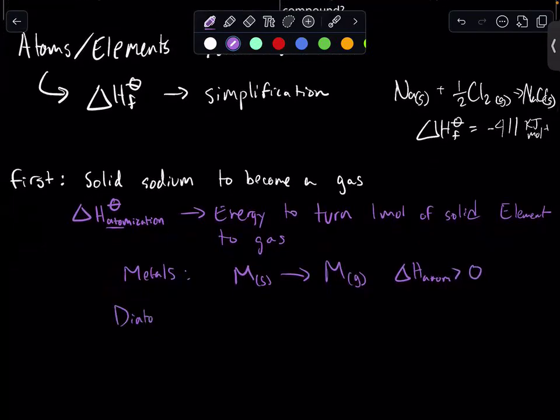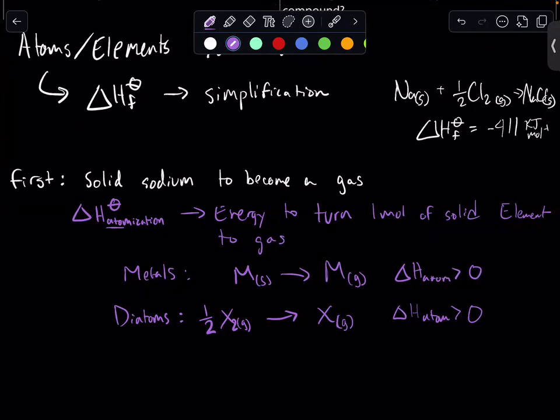For diatoms, which most of the time are non-metals, and when we're dealing with salts, it's usually a diatom, we have one half of our diatom. Usually they're in their gaseous state. Most of the diatomic elements are gases. We are breaking these apart, X2, and we're turning this into X gas. And that is also going to have a delta H of atomization, and that is also going to be greater than zero.